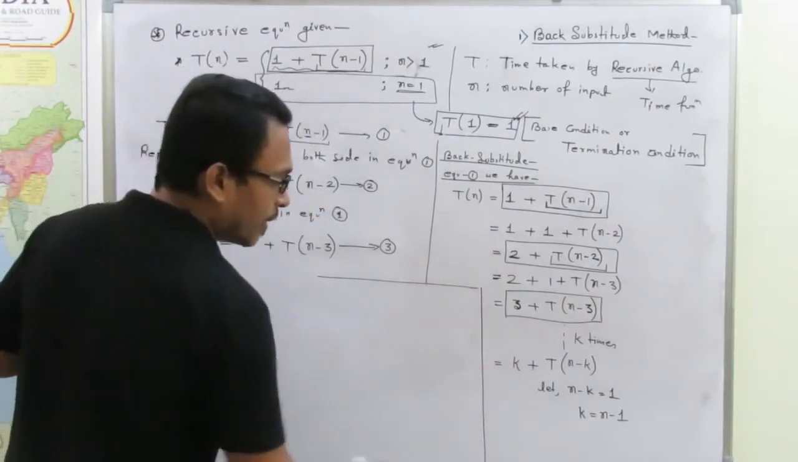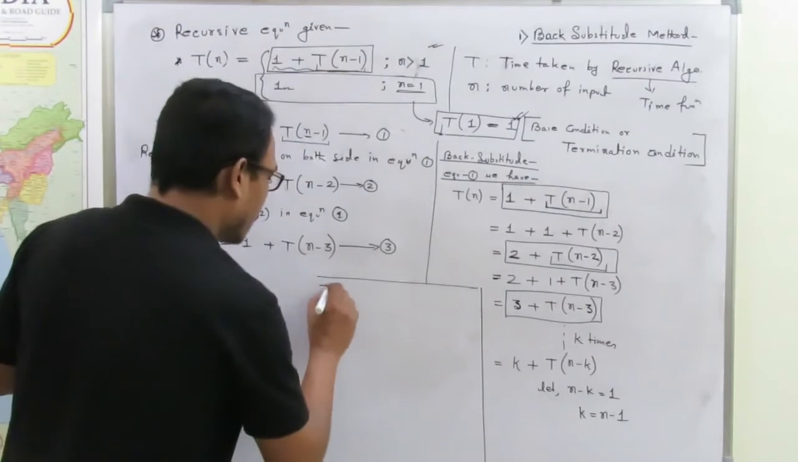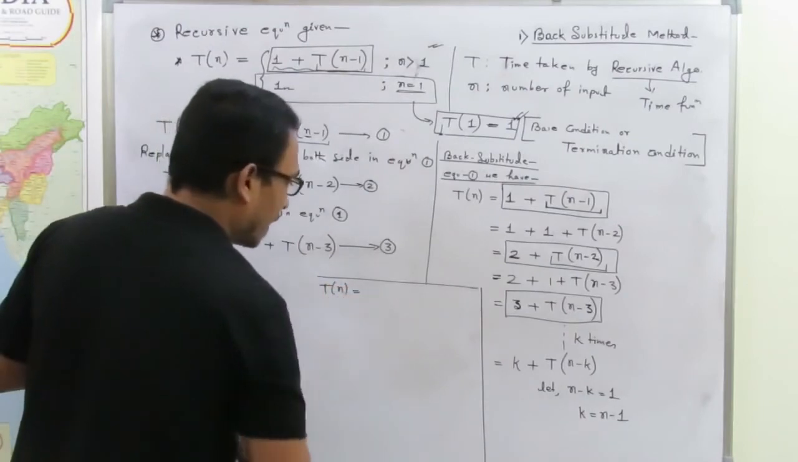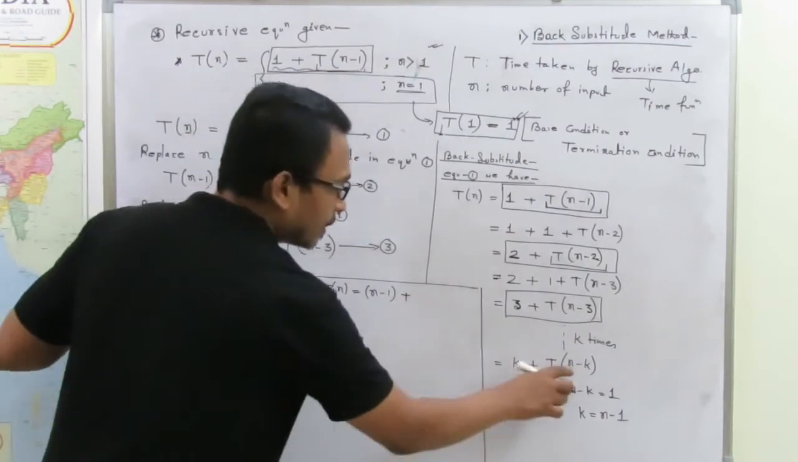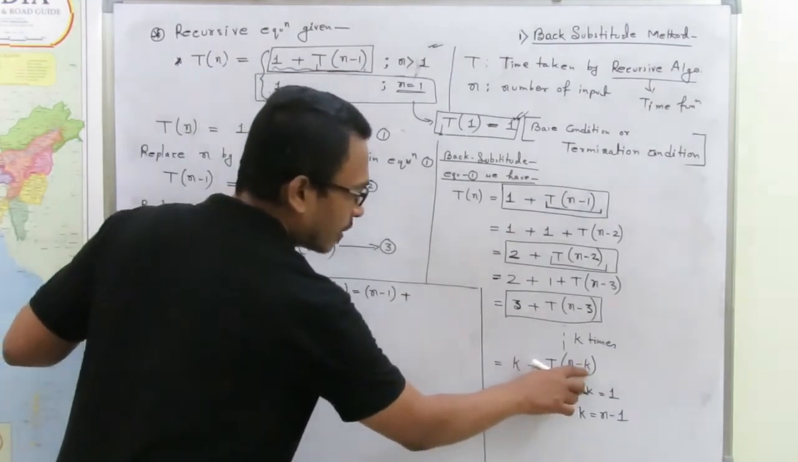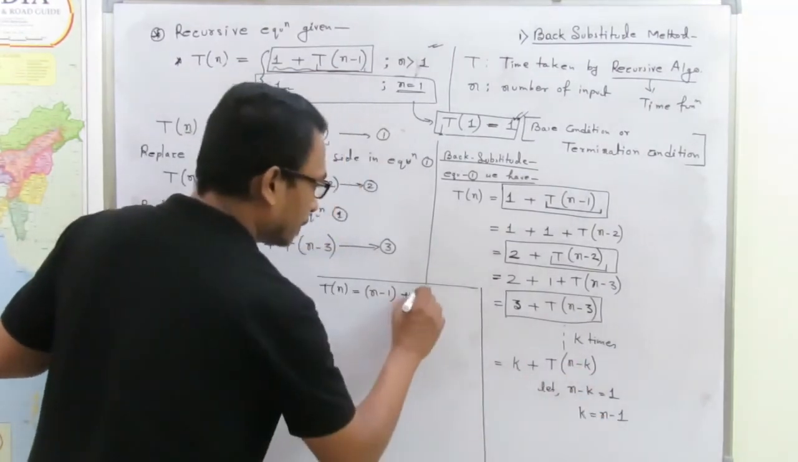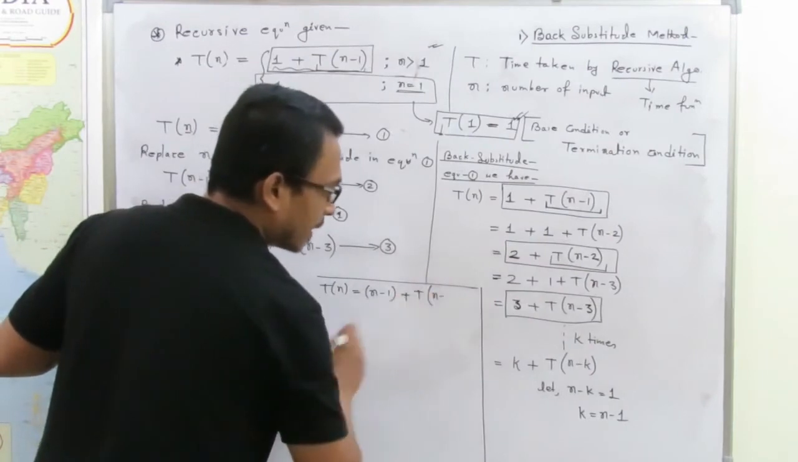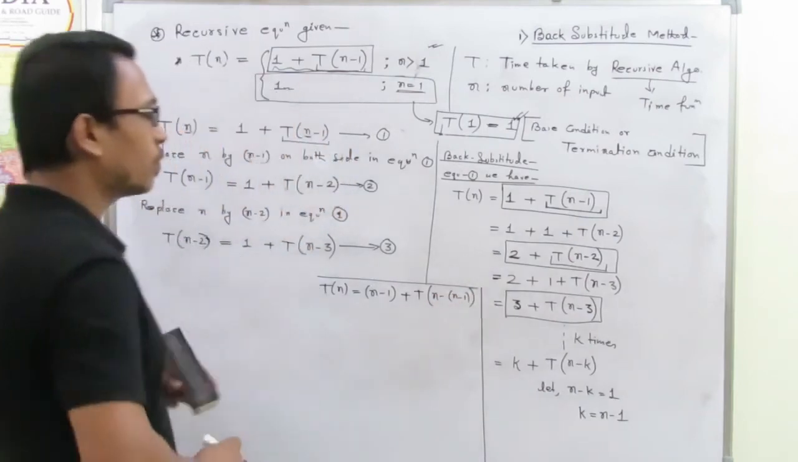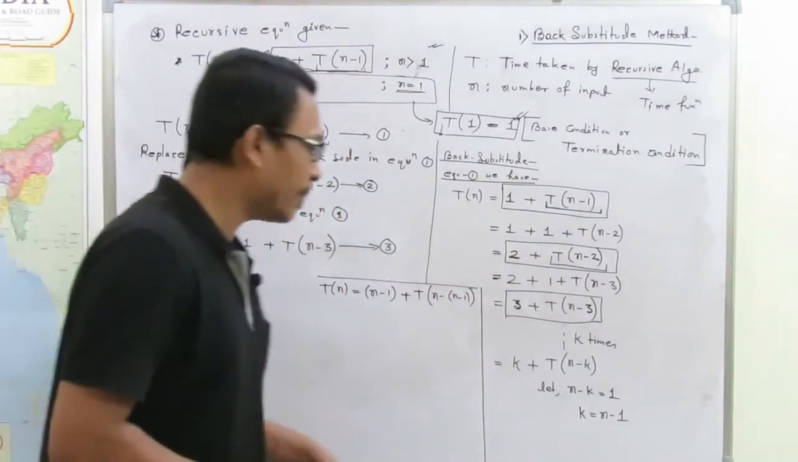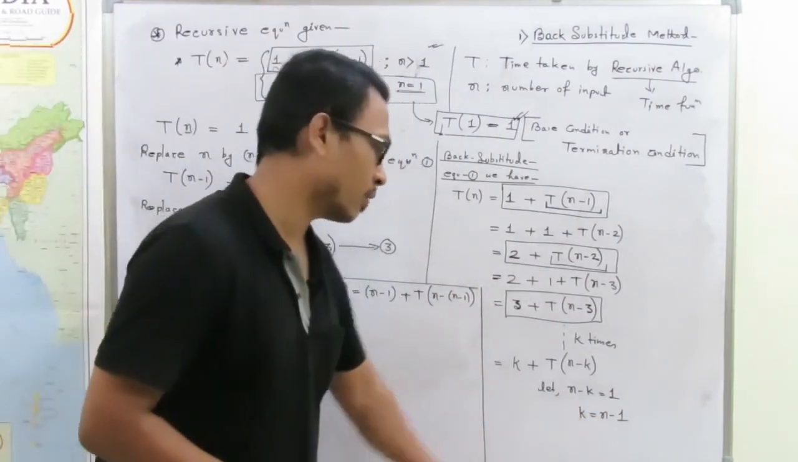So what is the value of k? k is n minus 1. So t of n we will get n minus 1 plus t of n minus k. What is k? k is n minus 1. So t of n minus k means t of n minus n plus 1. So this is what we get after we replace the value of k by n minus 1.